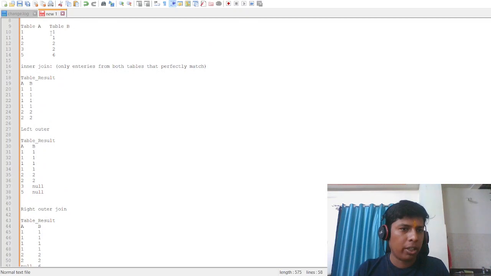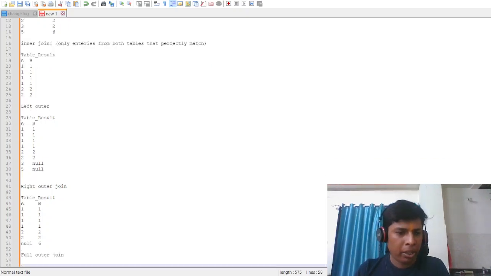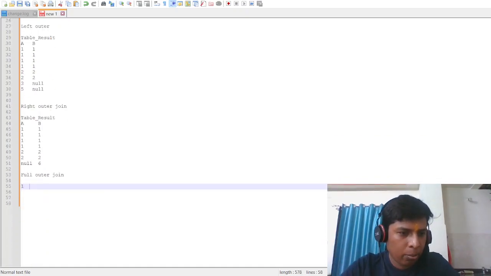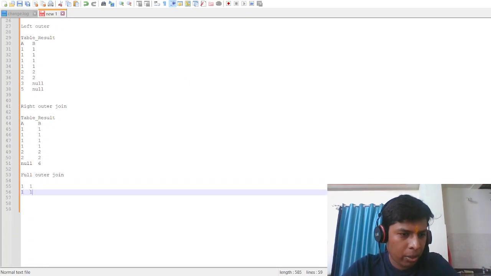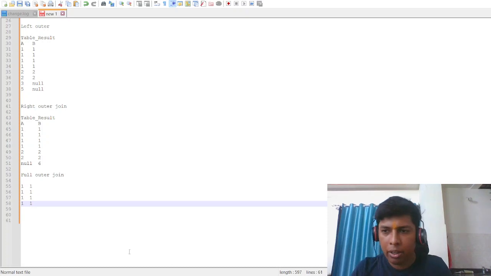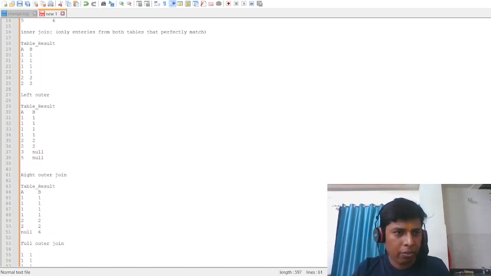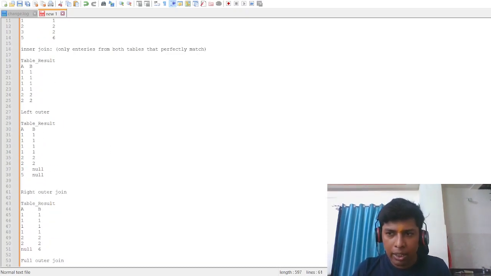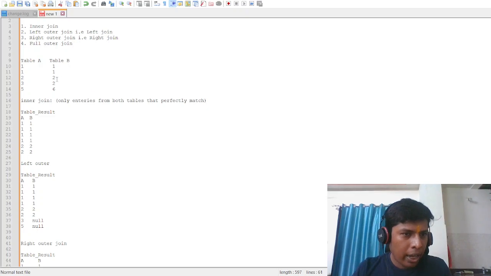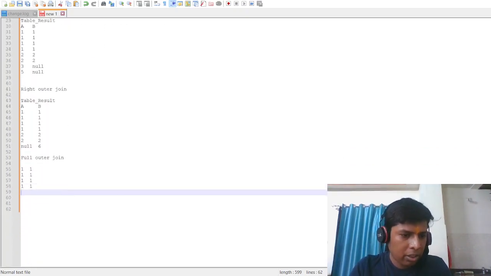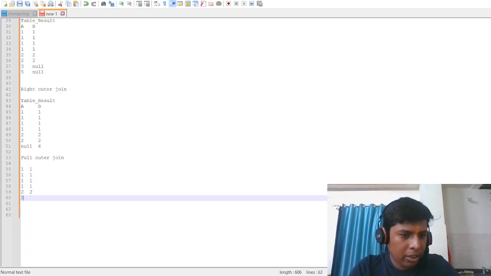So 1, C, 2 entries, again 2 entries. So 1, 4 times. Let me not copy, I will just type it. One, one, one, one. Okay, so 1 has been taken care of. Now let's get 2, twice the entry, 2 times matching. Till here it is very similar.